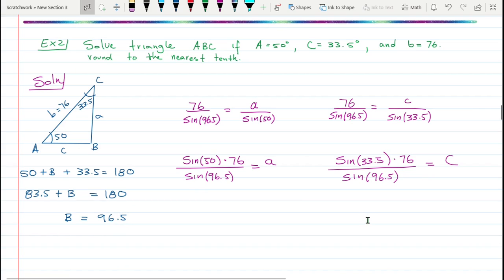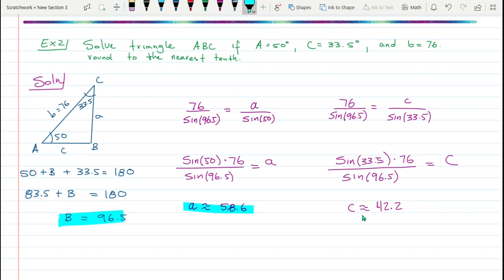So solving for A, we get that A is roughly 58.6. Since we don't know the units, we really don't add the units into our solution, and that's okay. We get that C, and when we plug it into the calculator, roughly is 42.2 units. So we have the three angles, and then we have three sides, right?